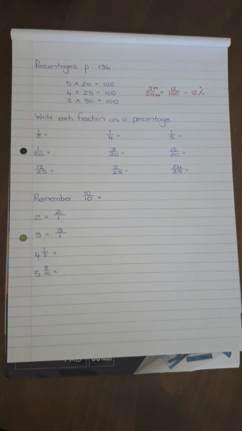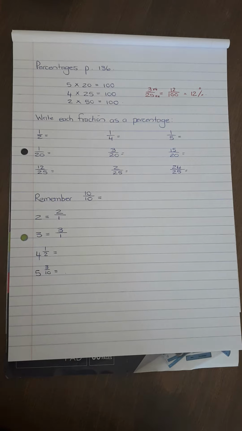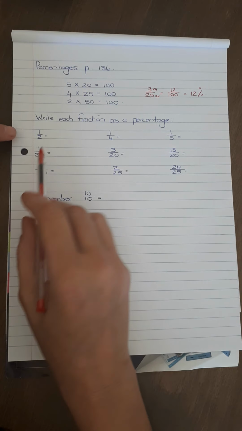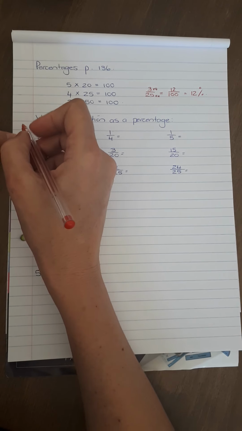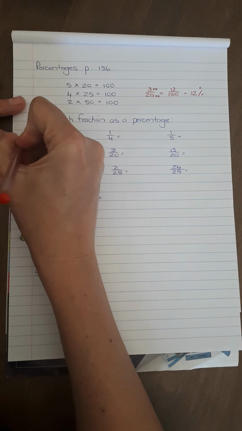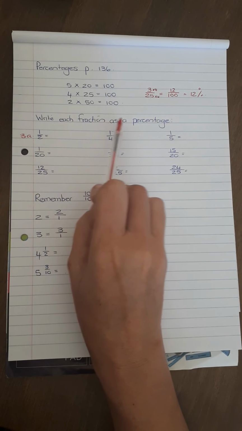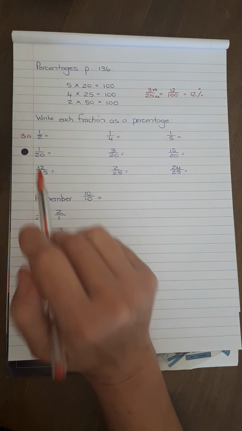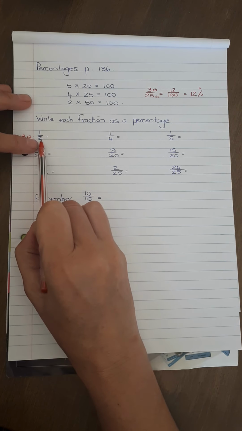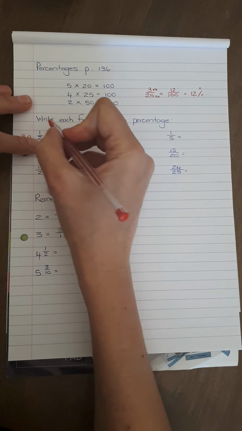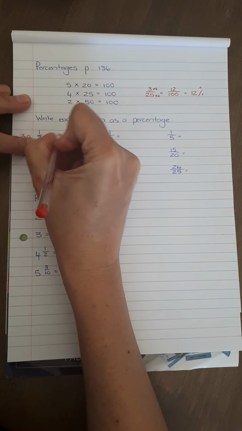Okay, now in the book you need to complete number 3A to 3F, and I'm going to show you a few examples of what you will get in this section 3A. So if I have to write each fraction as a percentage, the first thing that I need to do, I need to convert this fraction to an equivalent fraction with 100 as the denominator.